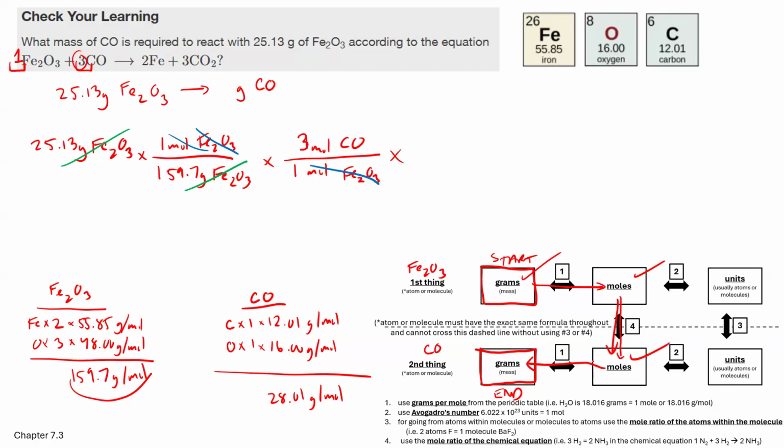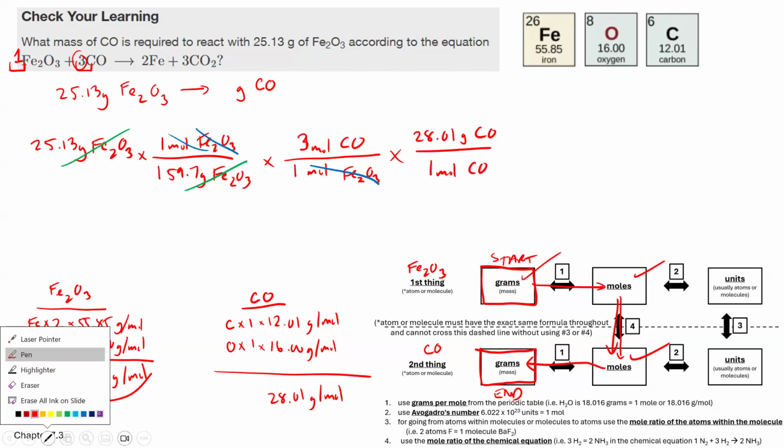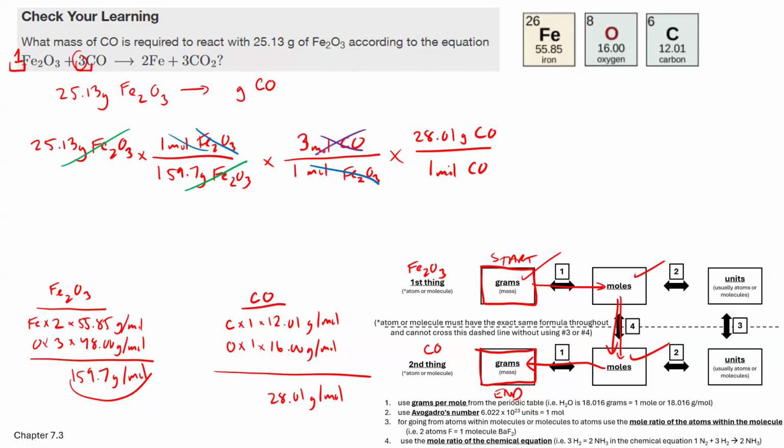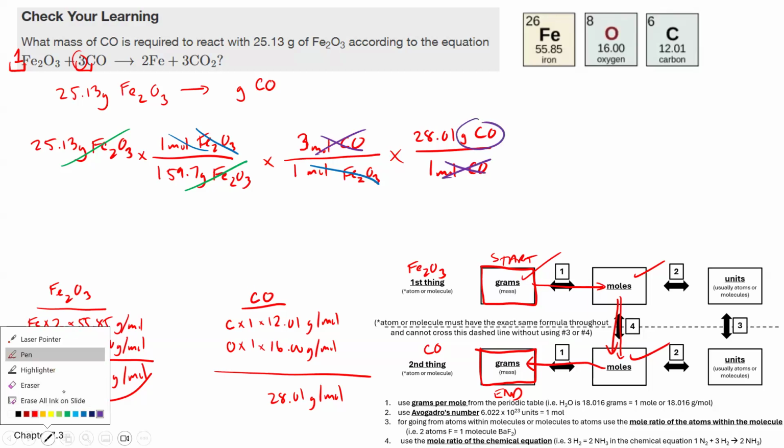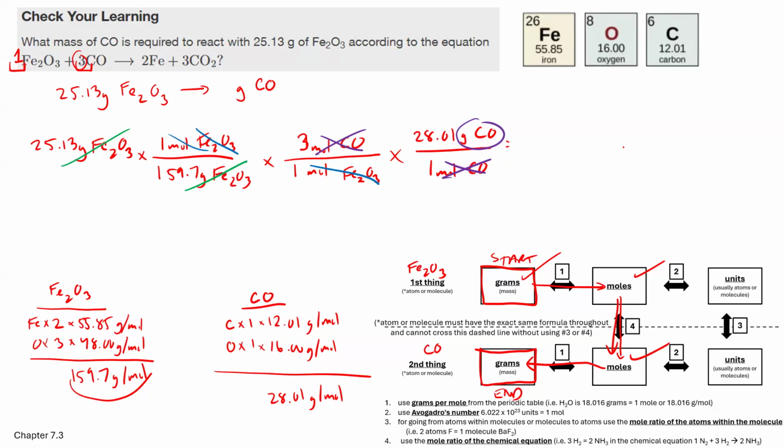Last one. We finished here. We're crossing arrow 1 again. Carbon monoxide, we're going from moles to grams. That's going to be 28.01 grams of carbon monoxide to 1 mole of carbon monoxide. Now the last cancellation, and we're left with grams of carbon monoxide, which is what we wanted, right? Let's plug this into our calculator.